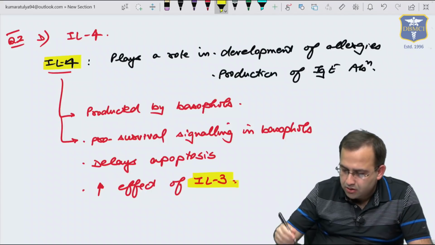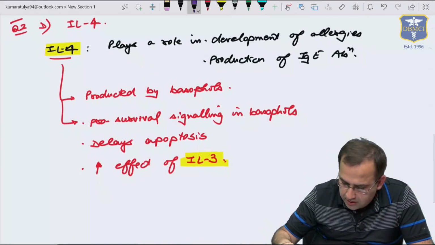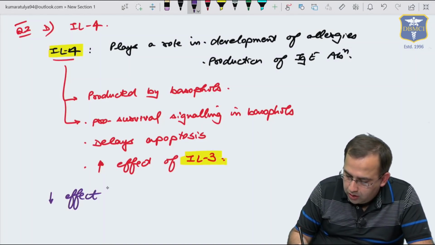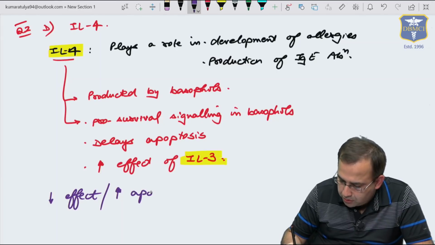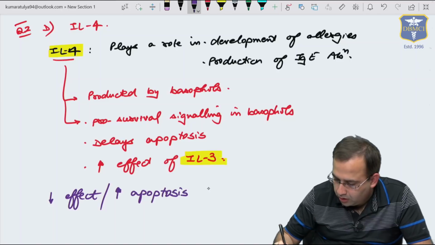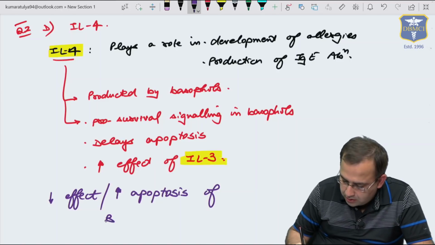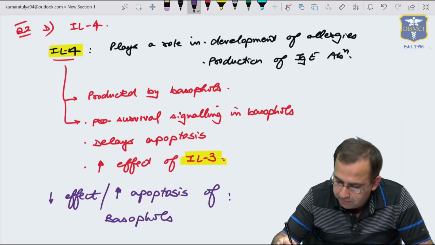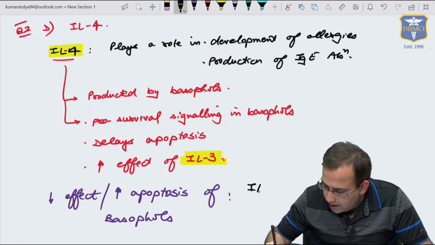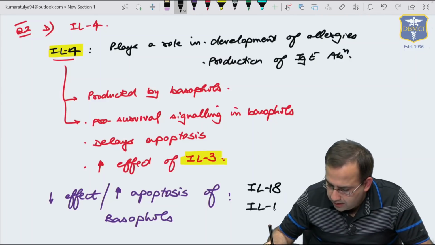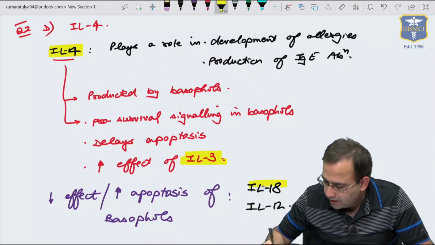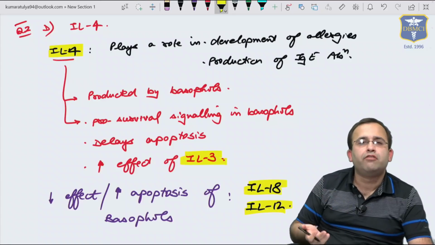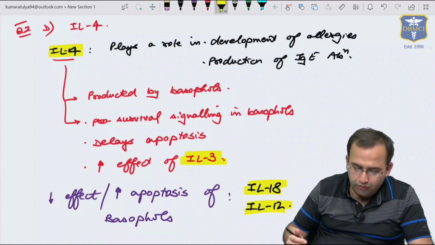Next point, this gets us to the opposite point, that is reduced effect or increased apoptosis of basophils, which is by interleukin 18 and interleukin 12. This again is important and can very well be asked. Increased apoptosis of basophils, or its anti-effect, is by interleukin 18 and interleukin 12.